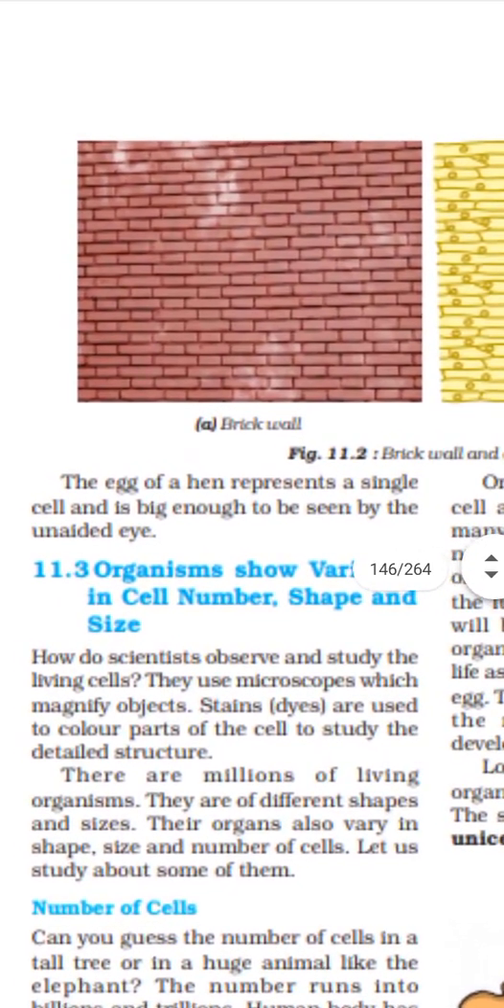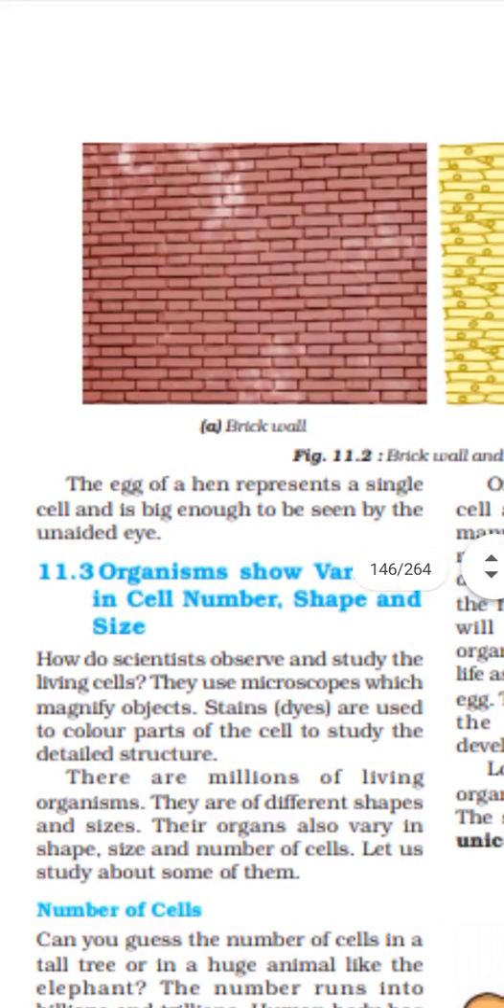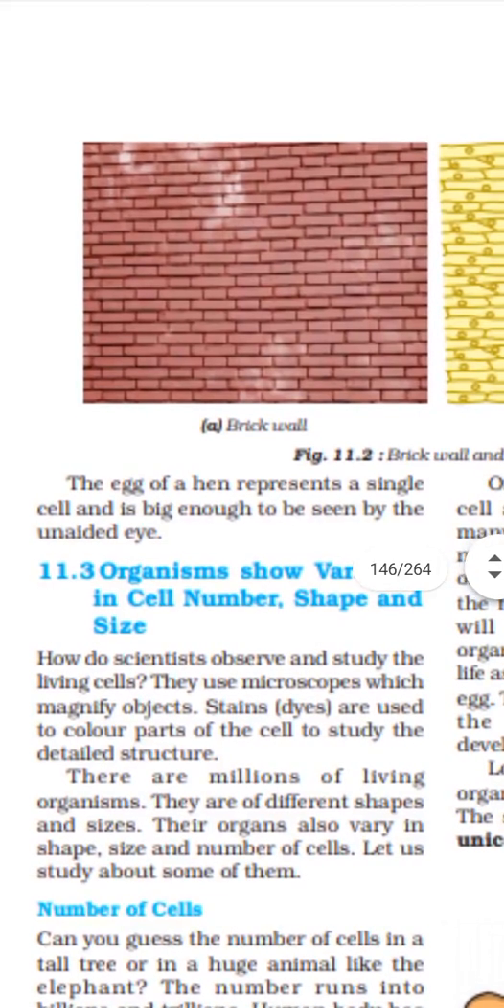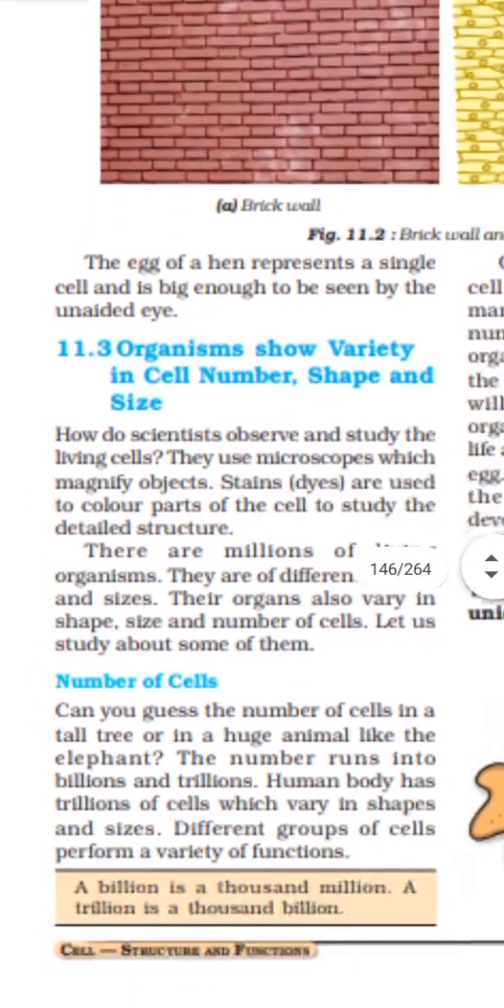How do scientists observe and study the living cells? They use microscopes which magnify objects. Stains are used to color the parts of cells to study the detailed structure. There are millions of living organisms. They are of different shapes and sizes. Their organs also vary in shape, size and number of cells.